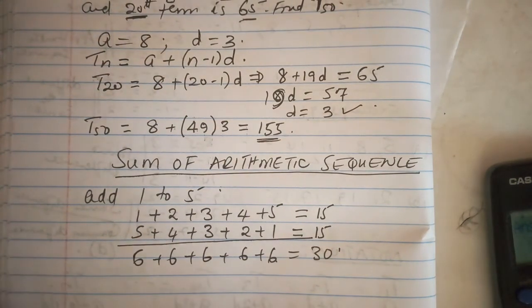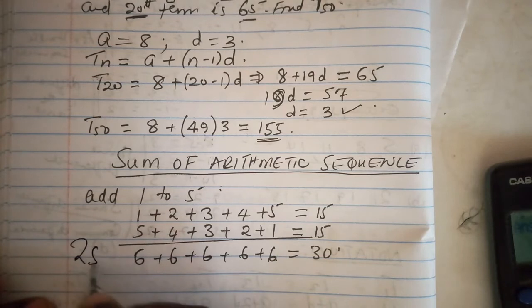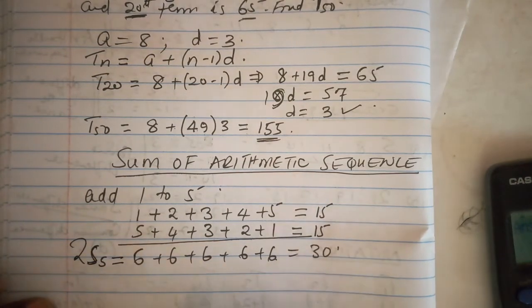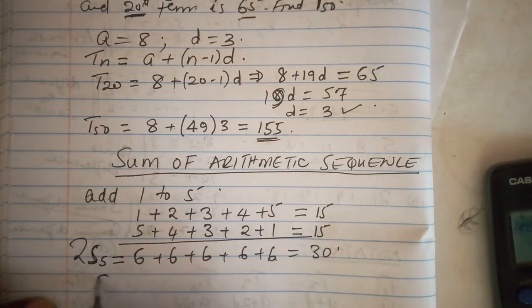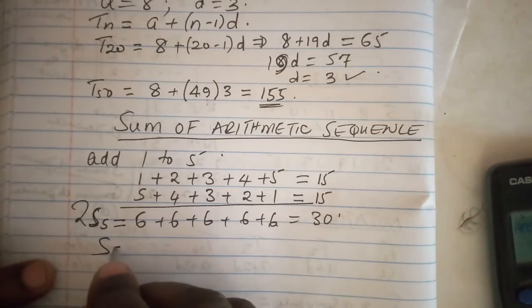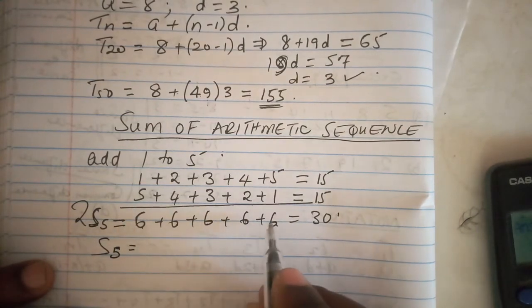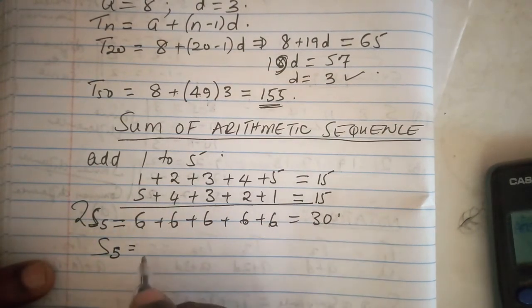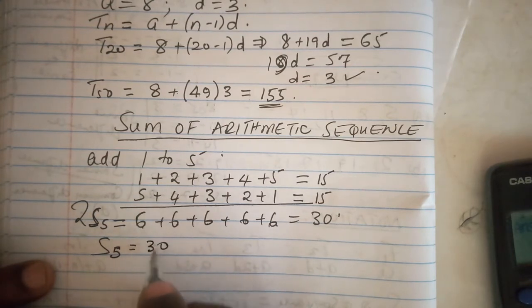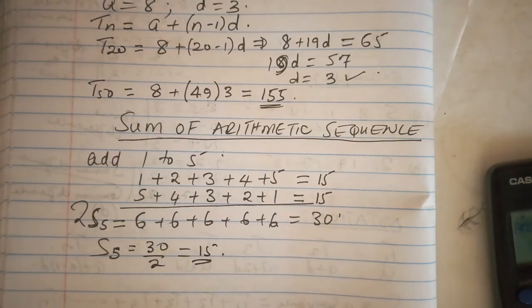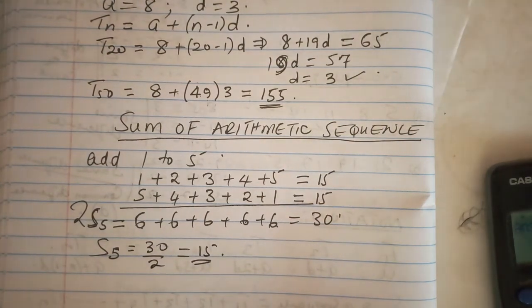So this is 2 times the sum of the first 5 numbers. So if you want to get the sum of the first 5 numbers, we have this plus this plus this plus this plus this divided by 2, which is 30 over 2, which is 15. But that is not the strategy.